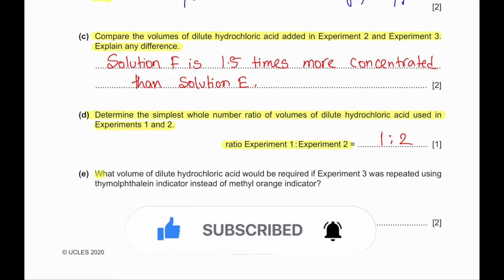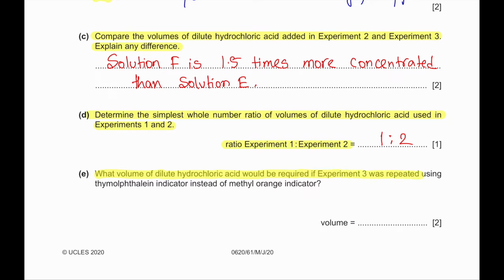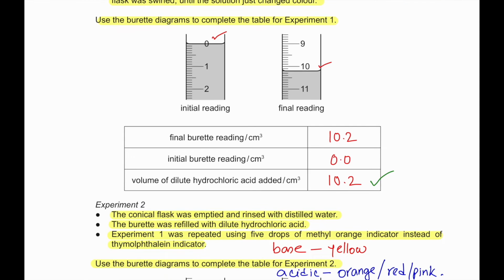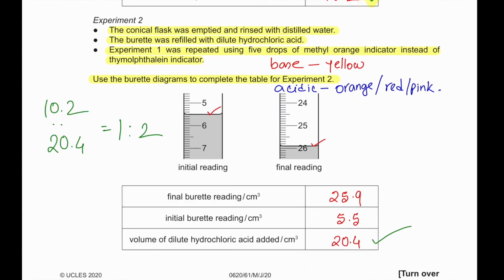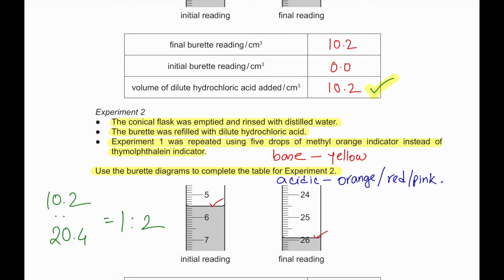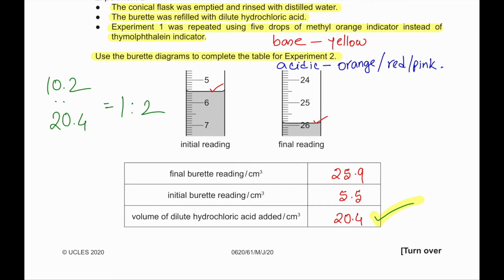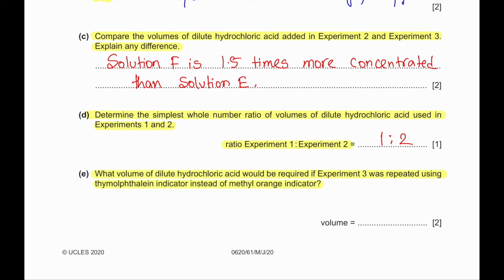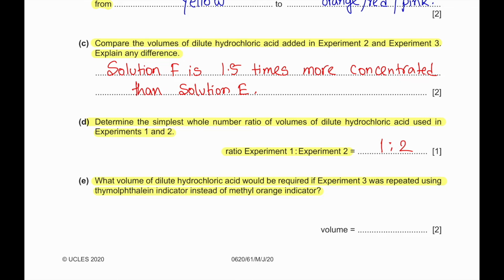Part E. What volume of dilute hydrochloric acid would be required if experiment 3 was repeated using thymolphthalein indicator instead of methyl orange indicator? For the first experiment, when using thymolphthalein indicator, we require 10.2. When repeating the same experiment using methyl orange, we require 20.4. So thymolphthalein requires exactly half of whatever is required for methyl orange. So to get this answer, we divide experiment 3's answer, 30.6, by 2. So the answer will be 15.3. Since the unit is missing, the unit must be provided.